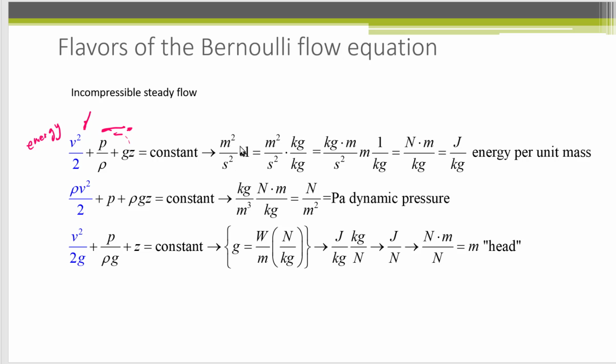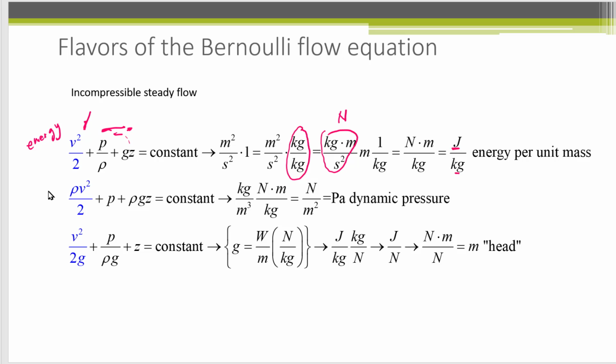Now you might ask, how in the world you get energy out of meters squared per second squared? This is a velocity squared. Well, the trick is that you multiply by 1 using kilograms, and by doing so now I can extract a kilogram meter per second squared. That's a Newton, and I'm left with a meter per kilogram. A Newton meter we know is a joule, and the kilogram is down here. So this is energy per kilogram. That's the energy form of Bernoulli's equation.